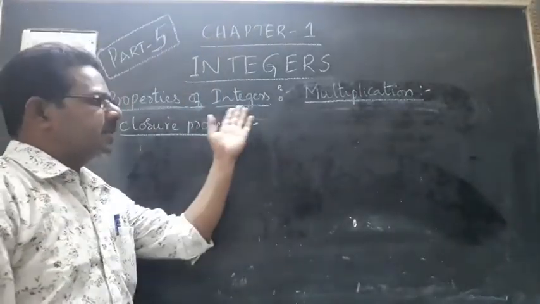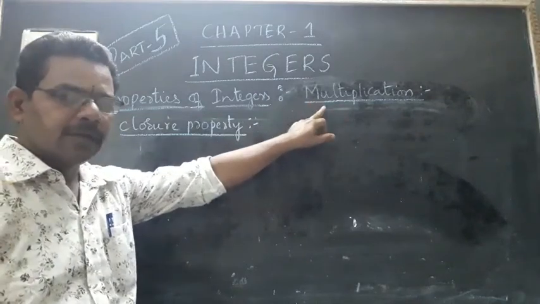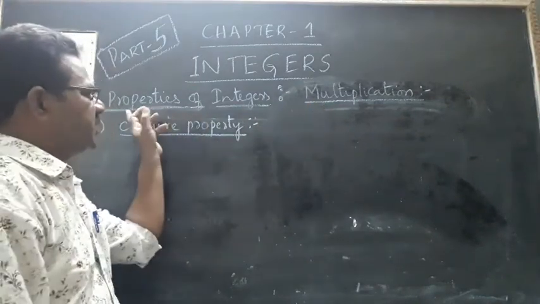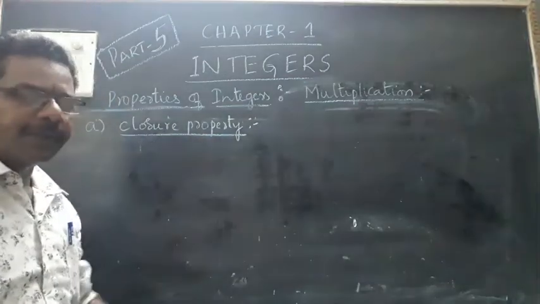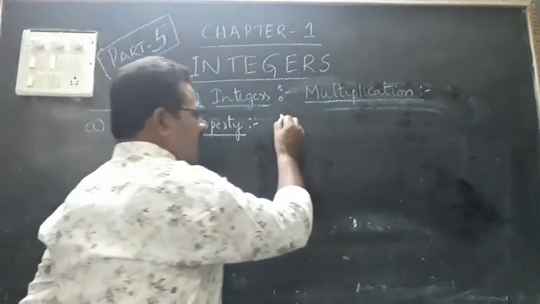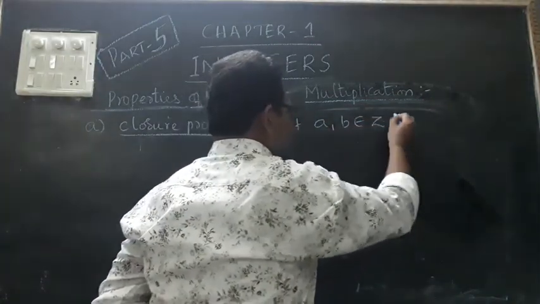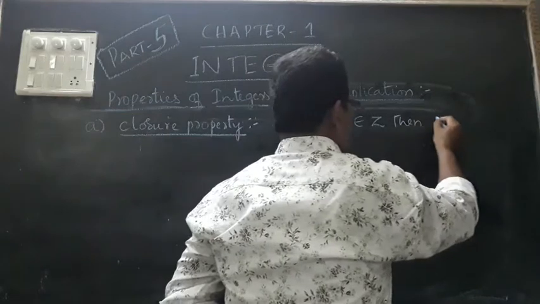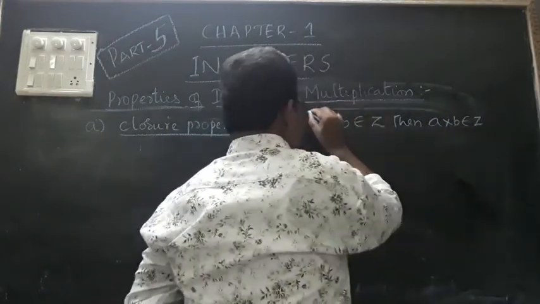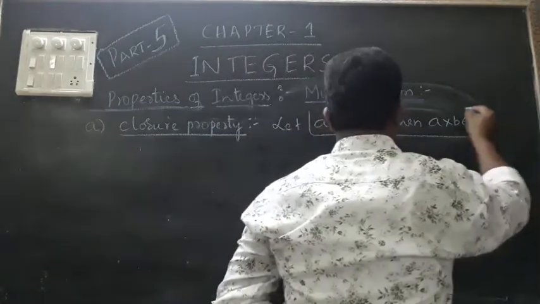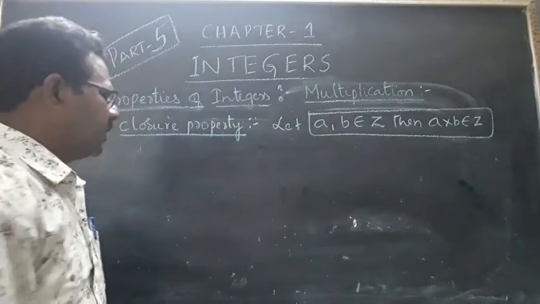So the third one is multiplication of integers. In the multiplication we have to check whether those properties are following or not. Here again we are taking the first property, closure property. Let A and B belong to the set of integers, then A into B also belongs to the set of integers. If it follows, we can say closure property is following under multiplication in integers.